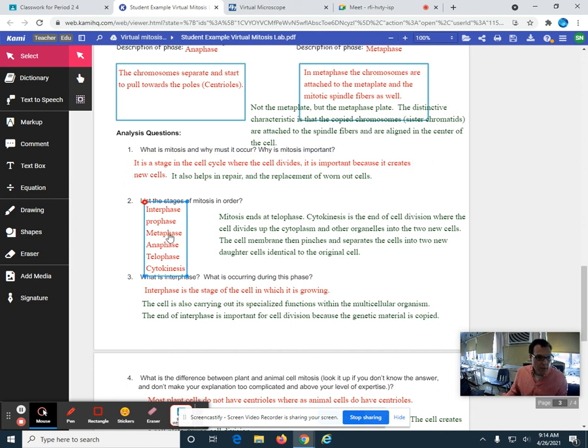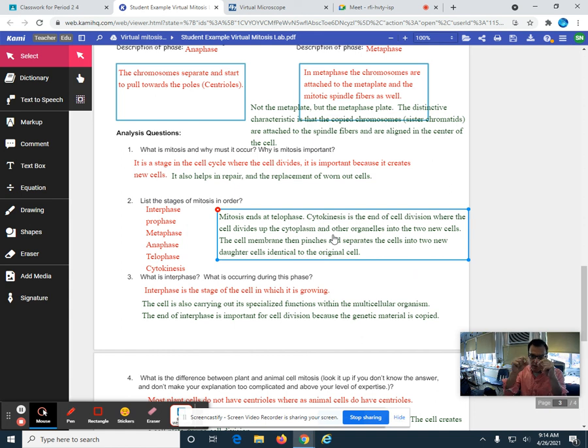Mitosis stages: interphase, prophase, metaphase, anaphase, telophase. They did add cytokinesis, which I explained here is not a part of mitosis. It is a part of cell division, but mitosis ends at telophase, which is the creation of the two new nuclei. We then have to divide up the cytoplasm and the organelles, and the cells have to pinch, so we get two new cells.